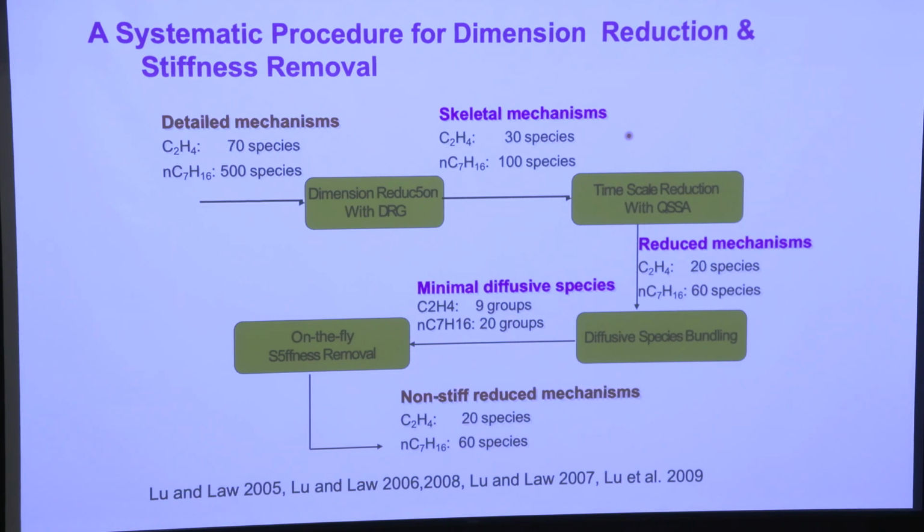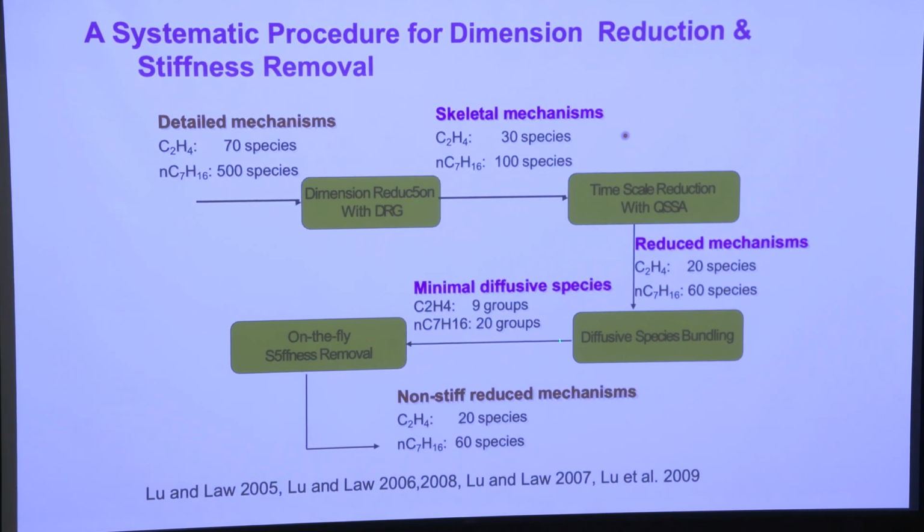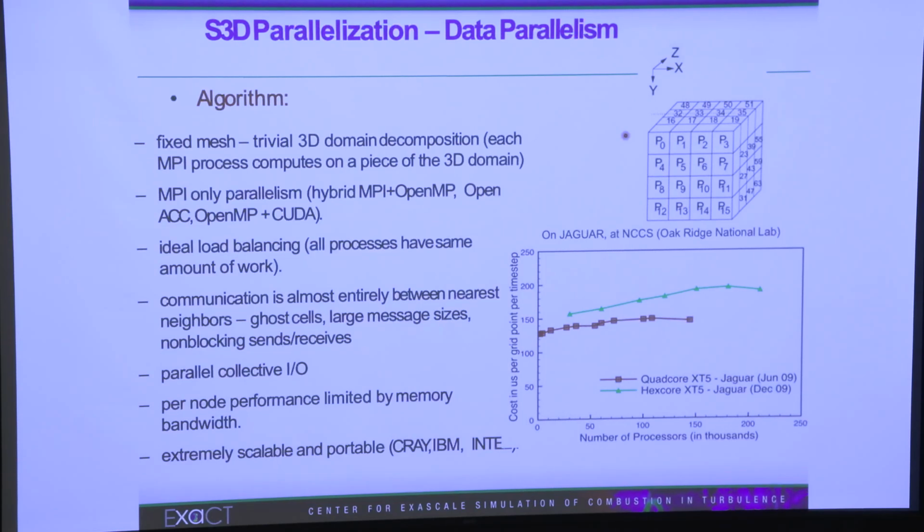Then we look at diffusive species bundling, because evaluation of the transport coefficients is also very expensive. And so Chen has identified a minimal set of diffusive species and grouped them together. And then lastly, he does on-the-fly stiffness removal and results in mechanisms that we can actually ingest in our CFD calculations with about 20 species for ethylene, on the order of 60 species for n-heptane. So this is a very important step. We do our chemical mechanism reduction a priori up front, and then we can still use an explicit integrator.